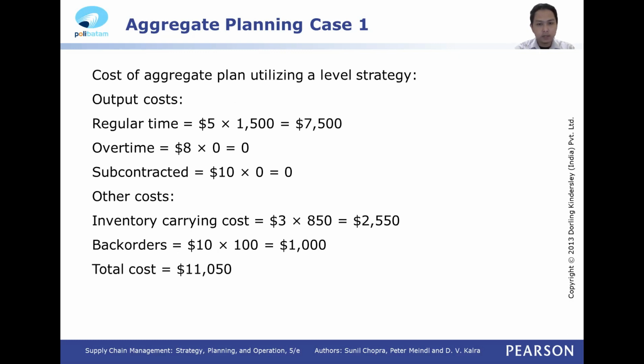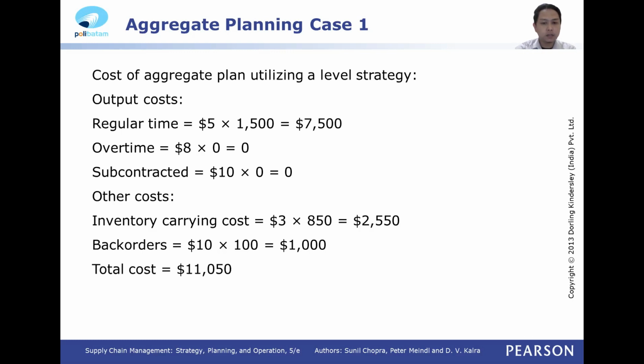So with the data above, we can calculate the detailed cost of this aggregate planning for 6 periods using the level strategy. In regular time, we have $5 multiplied by 1,500, which is the total production in 6 periods, and the result is $7,500. And the overtime cost and subcontract cost are $0. And for the other costs, we have the inventory carrying cost, which is $3 multiplied by 850, which is the total inventory at the end of the period, and the result is $2,550.